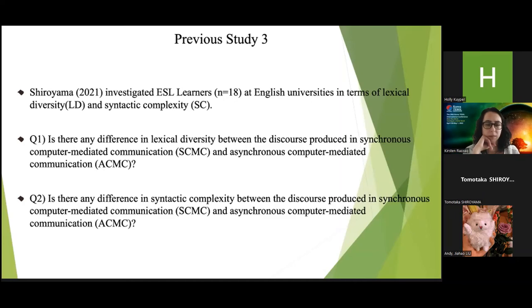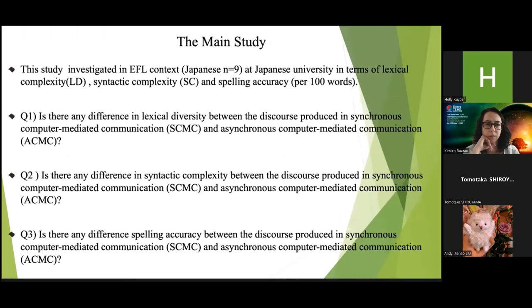In my current study, this study investigated a changing EFL context, because in Japan the university English system is only EFL. The number of participants is 9, because I couldn't recruit many students. I focus on lexical complexity and syntactic complexity. The lexical complexity measure is VOCD, syntactic complexity is MLTU, and spelling accuracy is per 100 words, randomly sampled.